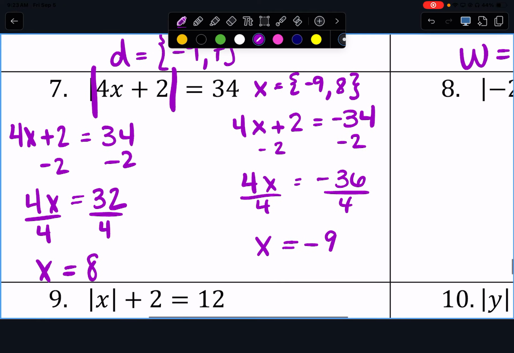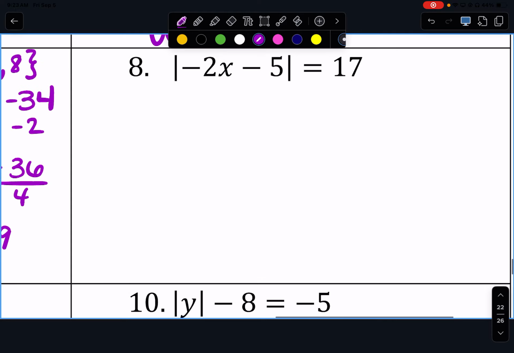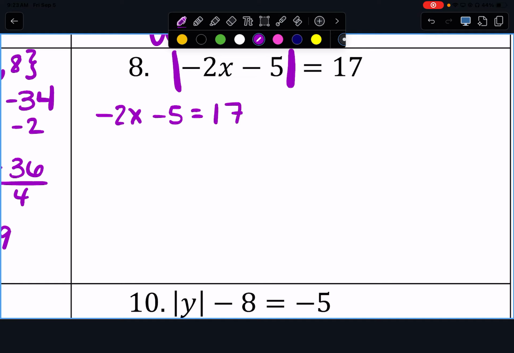All right, now we're going to look at question 8. What is our inside function? What is inside here? So we do negative 2x minus 5 equals 17, and negative 2x minus 5 equals negative 17. So I want y'all to solve both of those equations for me real quick. If you have questions, let me know and I will come help.